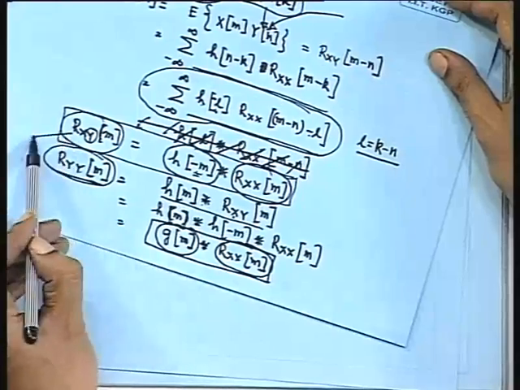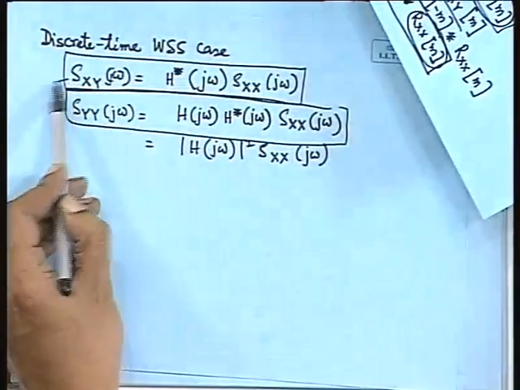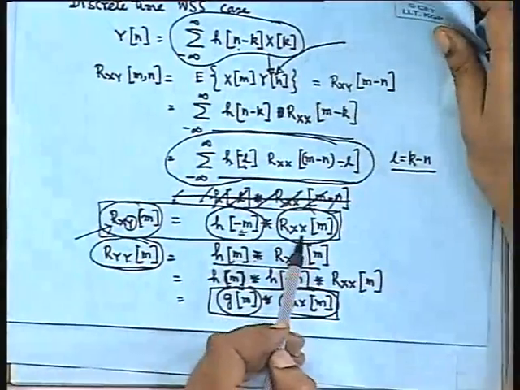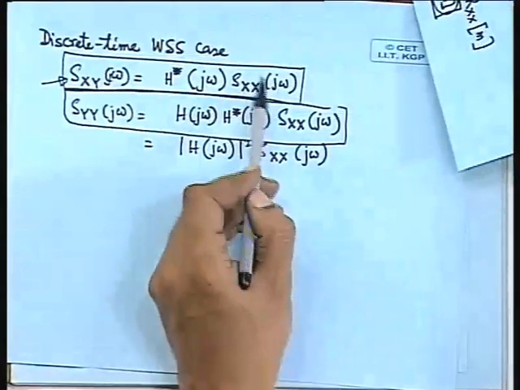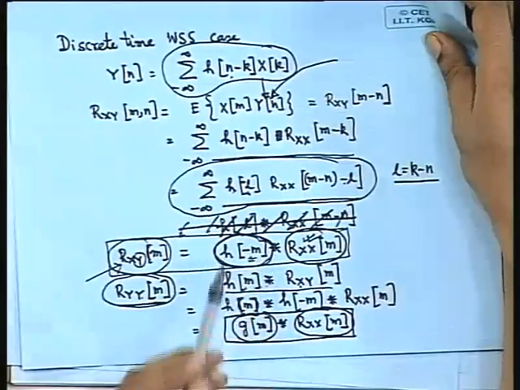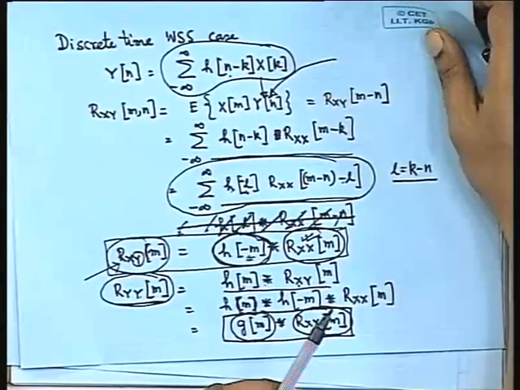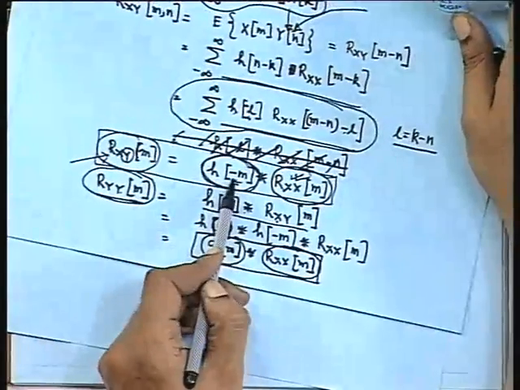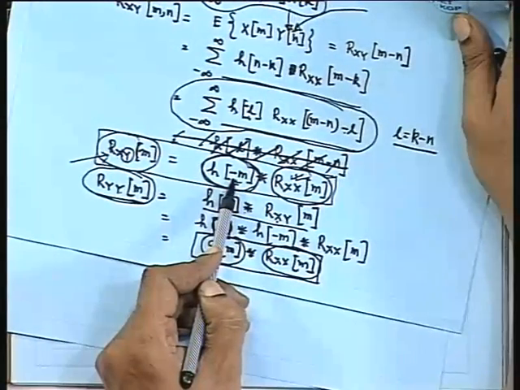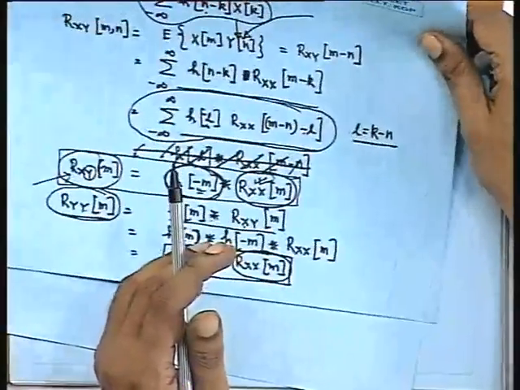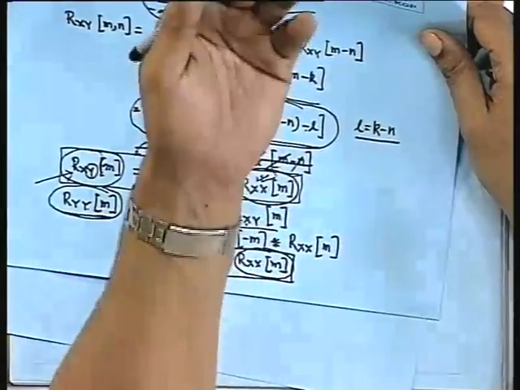So what is the Fourier transform of this? It is Sxy j omega by definition. And what is the Fourier transform of this? It is this by definition. And what is the Fourier transform of h of minus m? It is h star j omega because of this minus m, right? If you are not following, you can just put it and then put omega equal to minus omega.